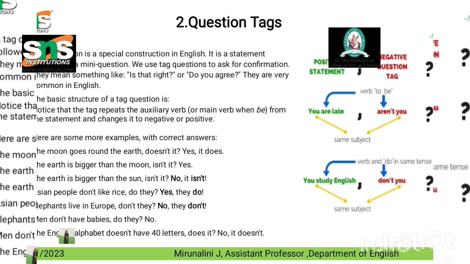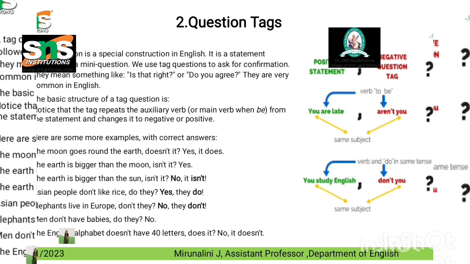The moon goes round the earth. Is it a positive statement or negative statement? Yes, correct. The moon goes around the earth is a positive statement. Here the question tag comes, doesn't it, which is a negative question tag. Here the positive sentence contains a negative question tag, and also the negative sentence contains the positive question tag.